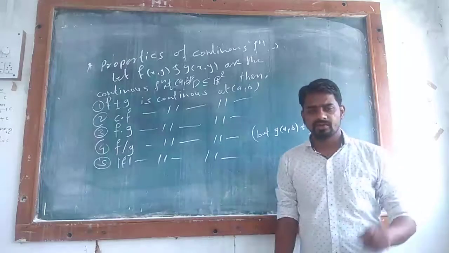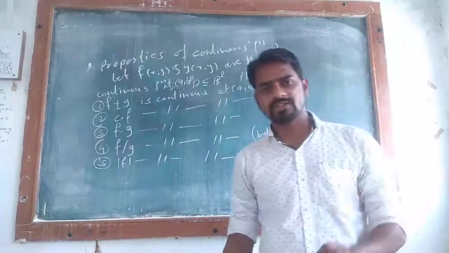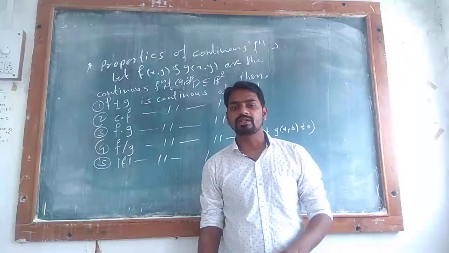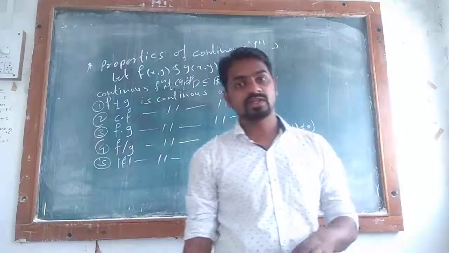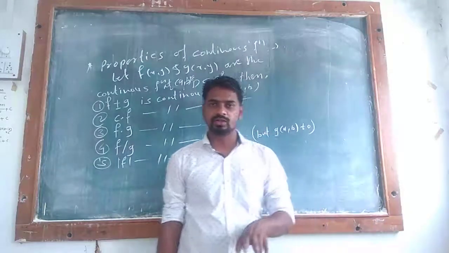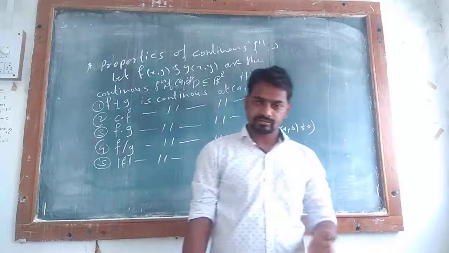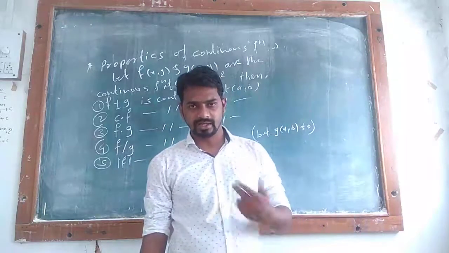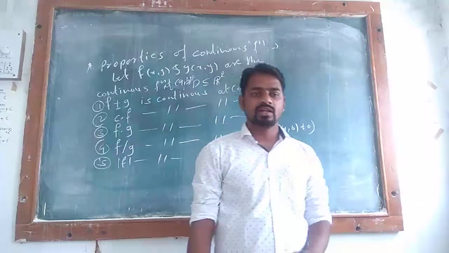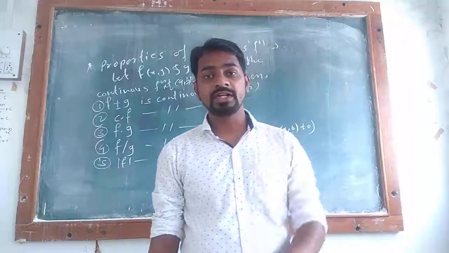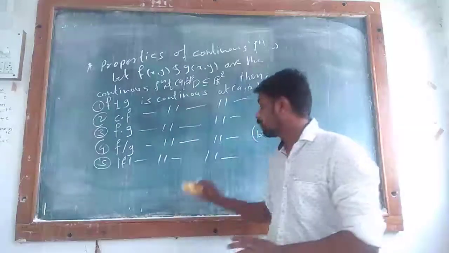Okay, these are the properties of continuous functions. First, if f and g are continuous functions at the point (a, b), then the addition is again continuous. Also subtraction is again continuous. Scalar multiplication is continuous. Multiplication of two continuous functions is again continuous. Division of two continuous functions is again continuous. And the last one is, if f is continuous, then its modulus is also continuous at the point (a, b). Okay.